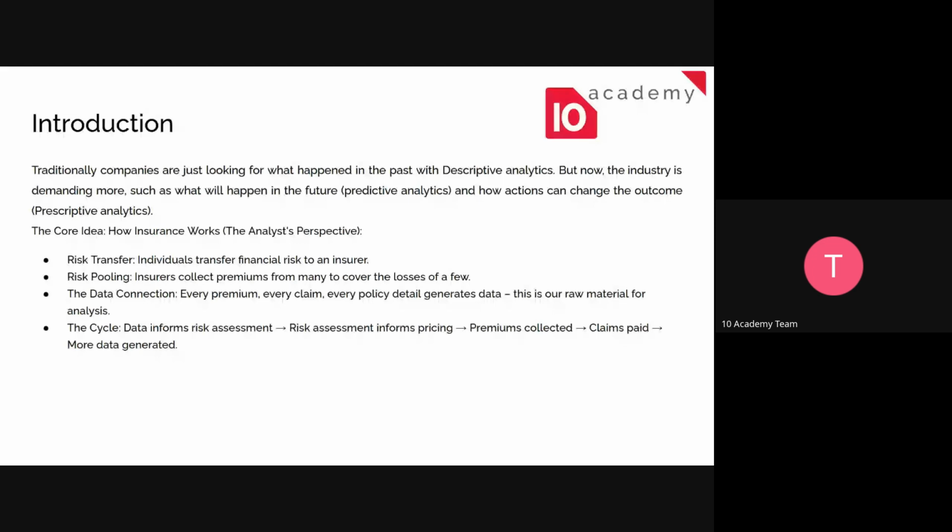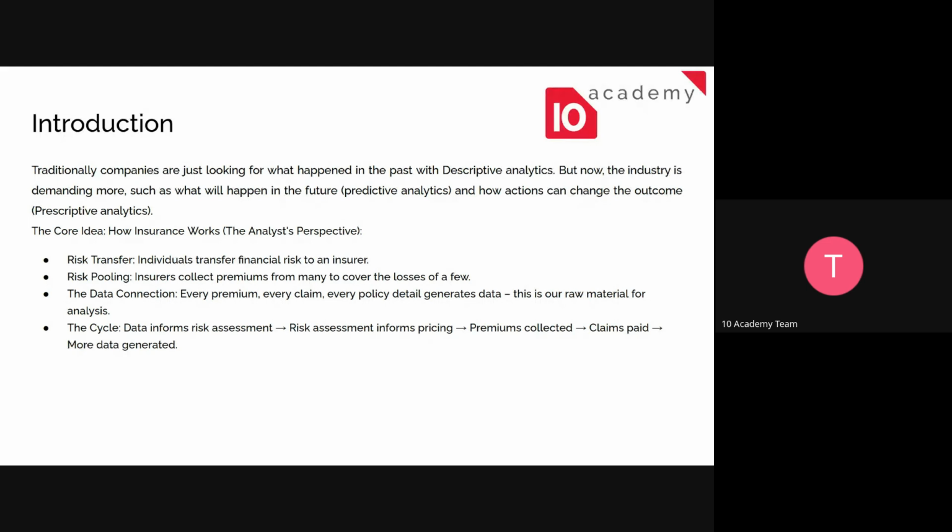So based on the risks, if people are very risky, or if they don't have that negative history, the customers will be comfortable, right? And then the premiums are collected from the customers, then the claims are paid, and then more data is generated. So it starts from the data, using the data and making analysis, and judging the new customer based on the previous data, or based on the previous experience the company has been through.